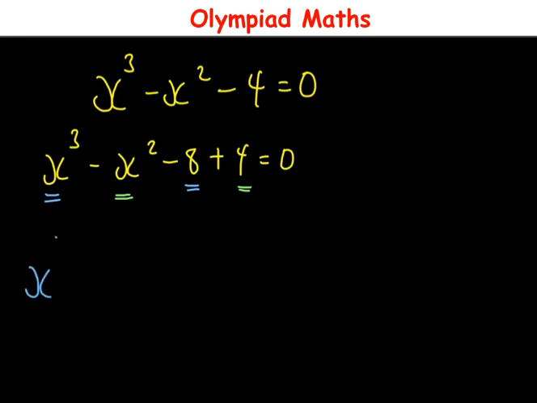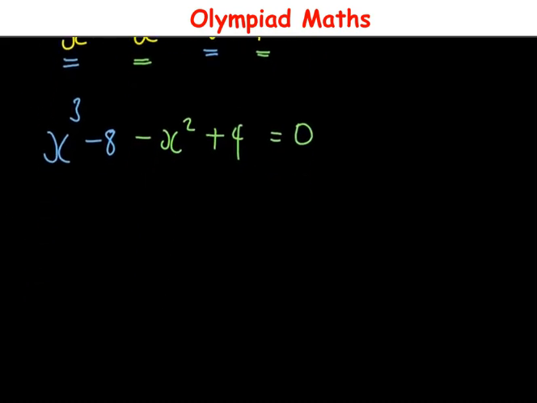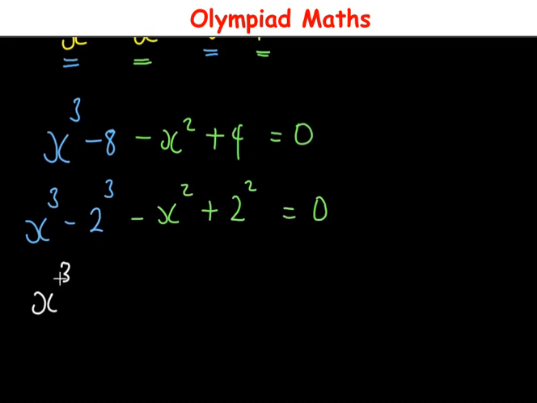So what we have is this. We have x raised to power 3 minus 8, then we have minus x squared plus 4. This equals 0. And from here, x raised to power 3 minus 8 can be written as x raised to power 3 minus 2 raised to power 3. Then we have minus x squared plus 4, which can be written as minus x squared minus 2 squared. This equals 0. Factorizing out minus from here, we have minus into bracket x squared minus 2 raised to power 2. All of this equals 0.